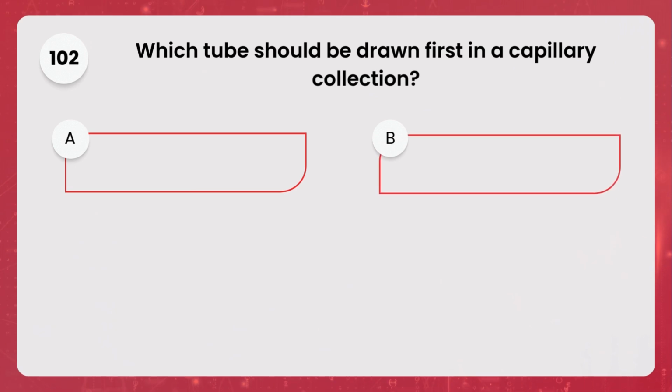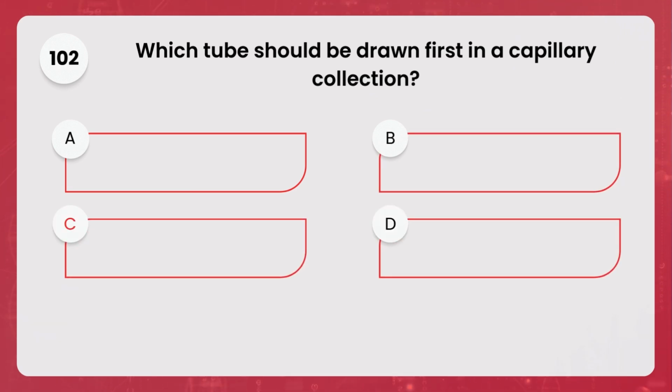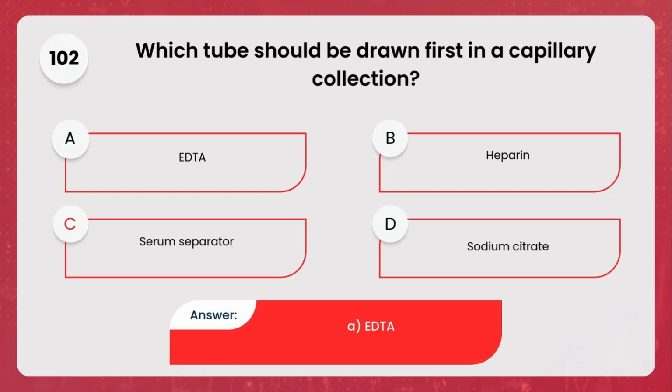Which tube should be drawn first in a capillary collection? A. EDTA, B. Heparin, C. Serum separator, or D. Sodium citrate? The answer is A. EDTA.